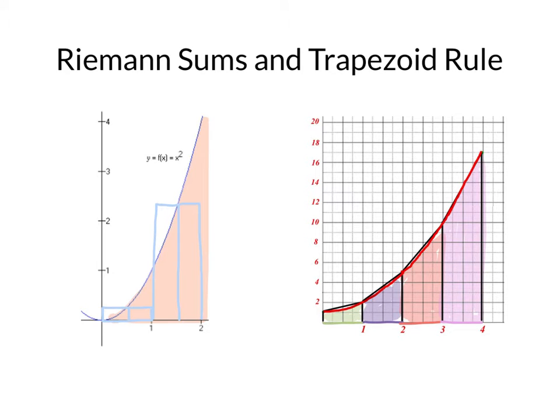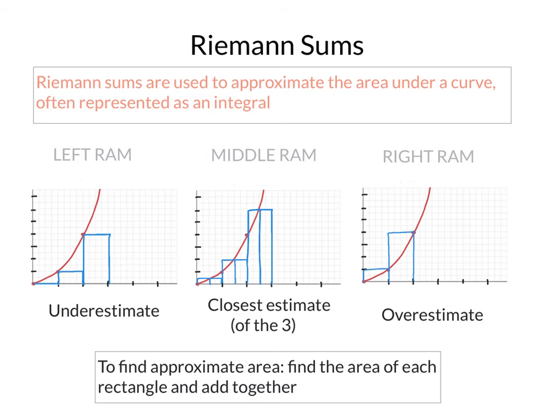This video is about approximating area under a curve using Riemann sums and the trapezoid rule. The first way to find an area under a curve is using Riemann sums. Riemann sums are used to approximate the area under a curve, and it's often represented using an integral. There are three kinds of Riemann sums. There's a left Riemann sum, a middle Riemann sum, and a right Riemann sum.